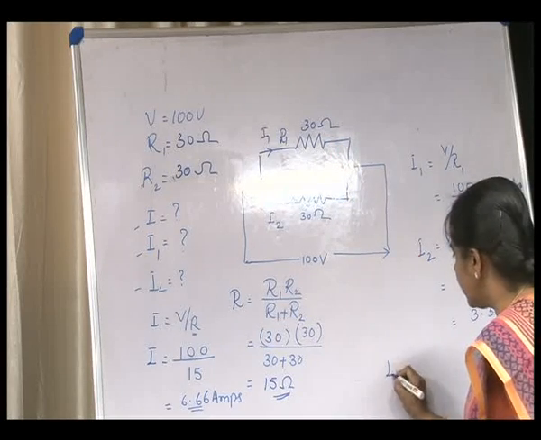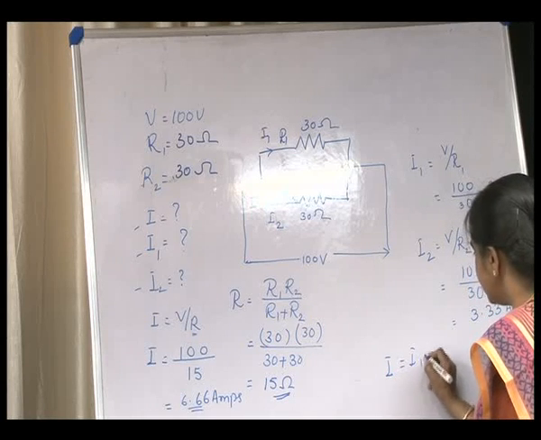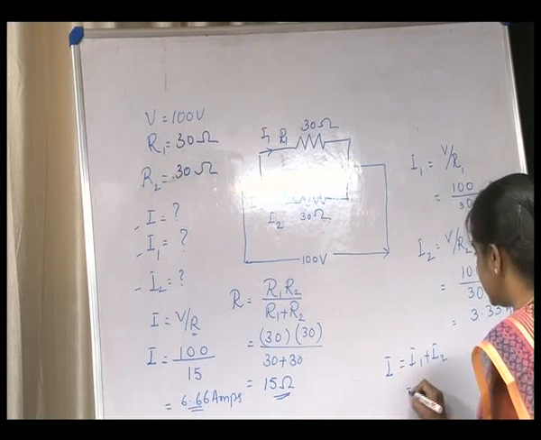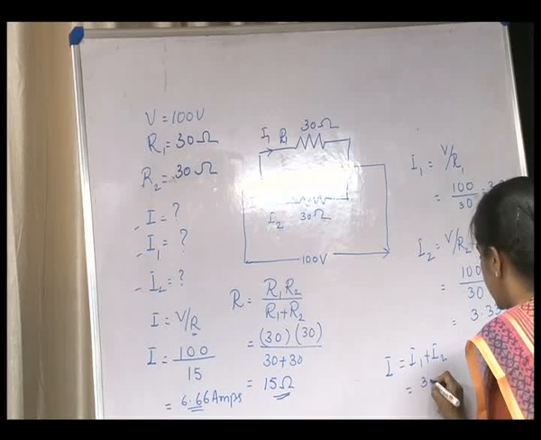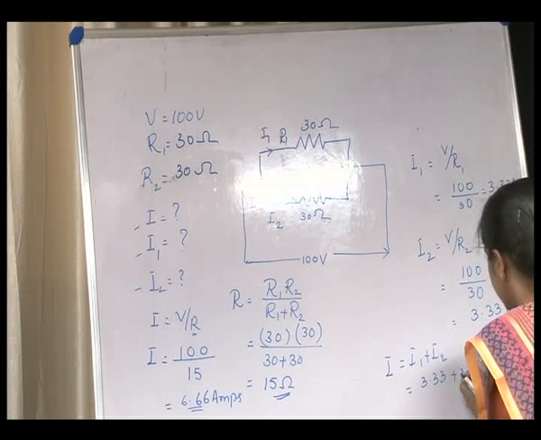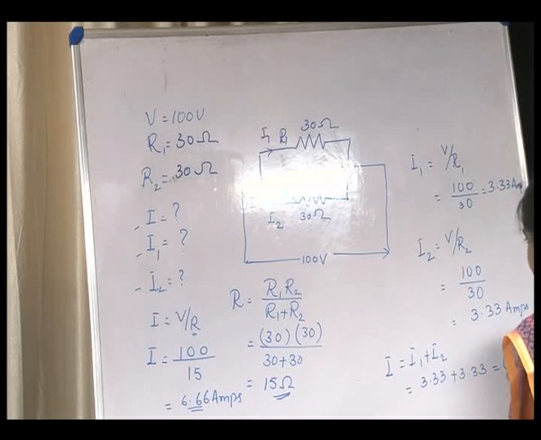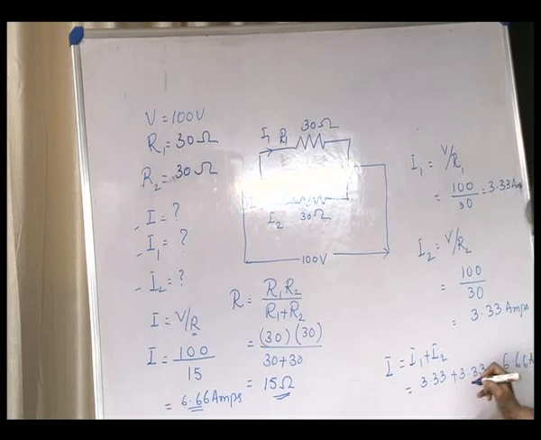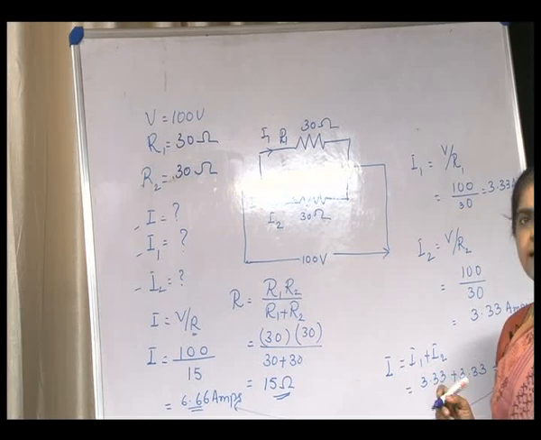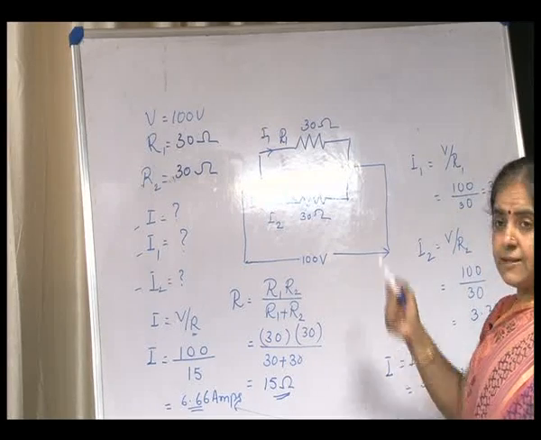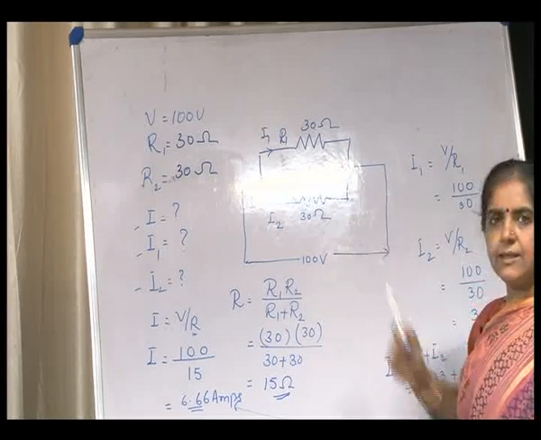What is the value of I? I is equal to I1 plus I2. You can cross check the value: I1 is equal to 3.33 and I2 is also equal to 3.33 amperes. So, what will be the total value? That is equal to 6.66 amperes. So, the total current in the circuit is once again the same as the value we found initially. This is how to find out the total resistance, or the effective resistance, when resistances are connected in parallel.